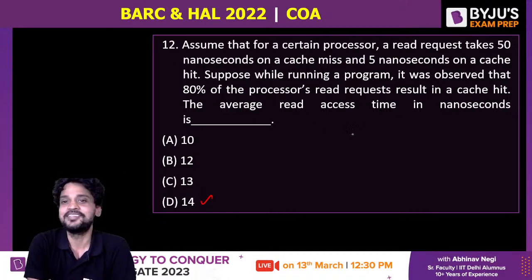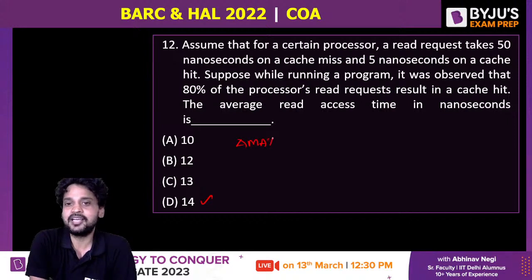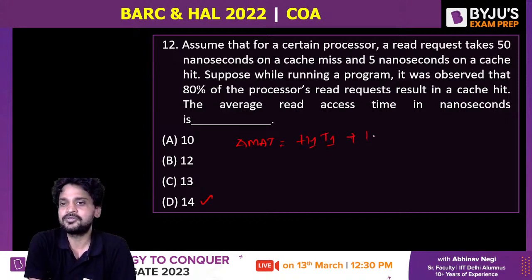Fine. I will explain this. What is the average memory access time? Average memory access time is equal to H1 T1 plus (1 minus H1) into (T1 plus T2). What is H1?